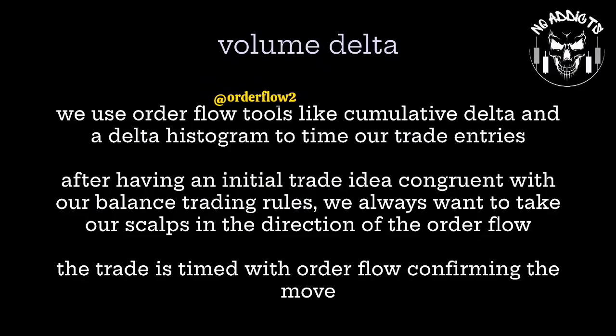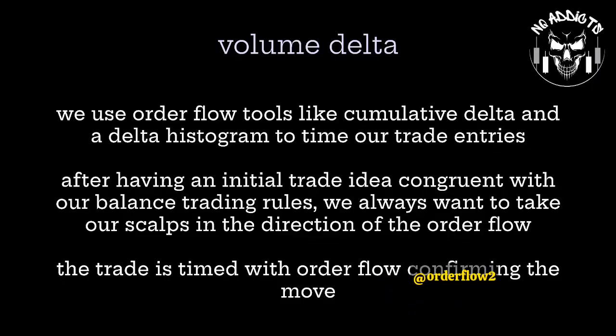So we use order flow tools like cumulative delta and a delta histogram to time our trade entries. After having an initial trade idea congruent with our balanced trading rules, like I had just discussed, we always want to take our scalps in the direction of the order flow. The trade is timed with order flow confirming the move.